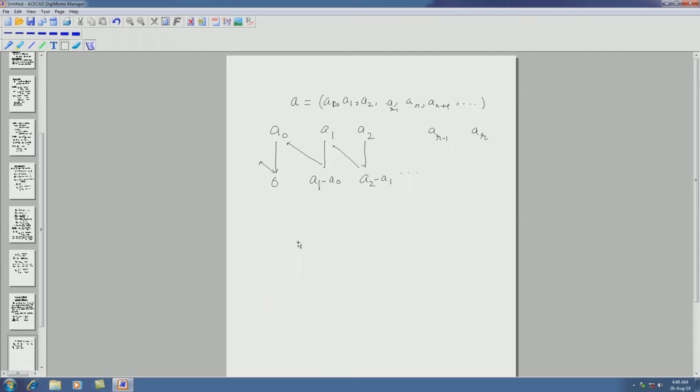So, here we will write the backward difference as this. It is defined by the 0th position, it is 0, and from 1 onward, it is AR minus AR minus 1 for R greater than or equal to 1. This is the backward difference.